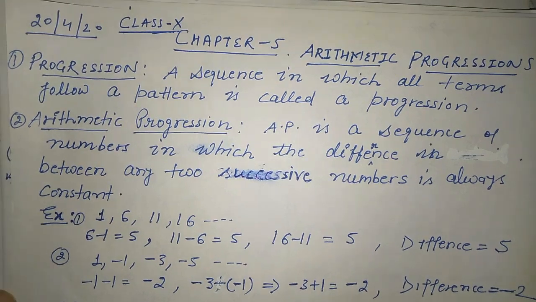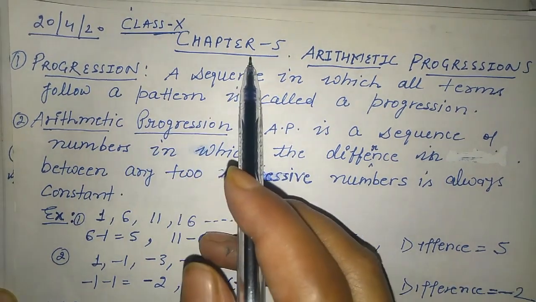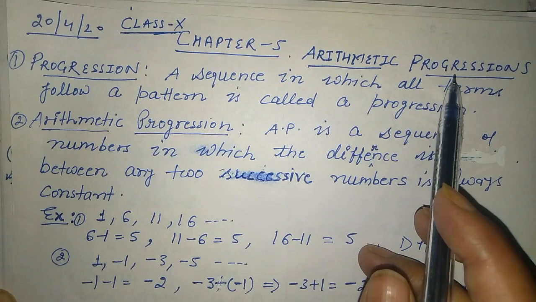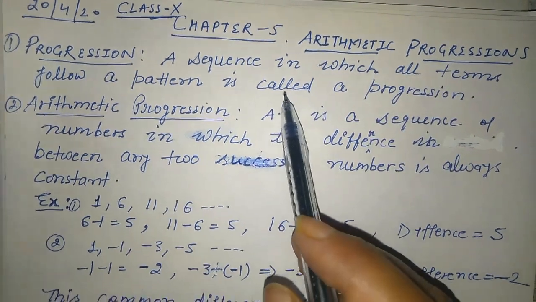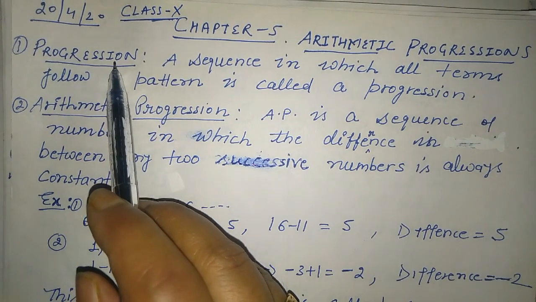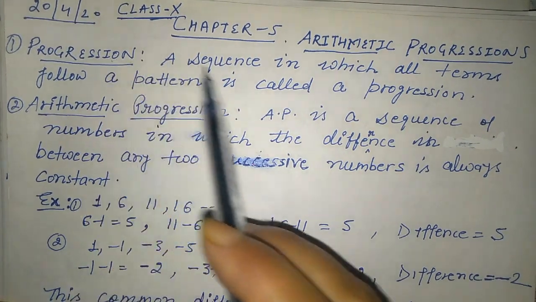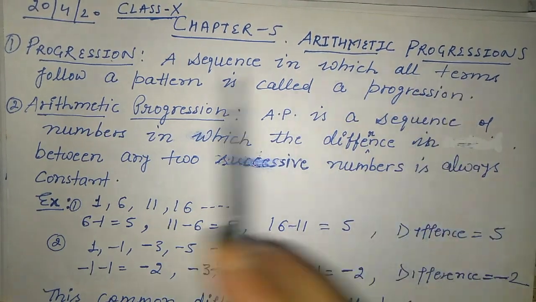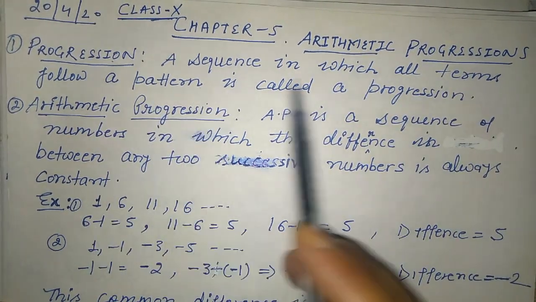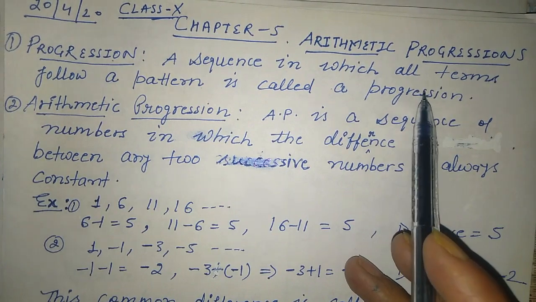Hello everyone, we are going to start chapter number 5, arithmetic progression. This is new for you. Before starting the chapter, we just discuss what a progression is. A progression is a sequence in which all terms follow a pattern.